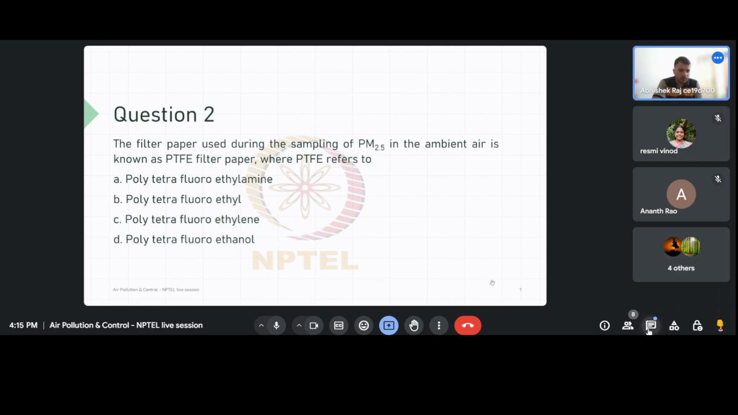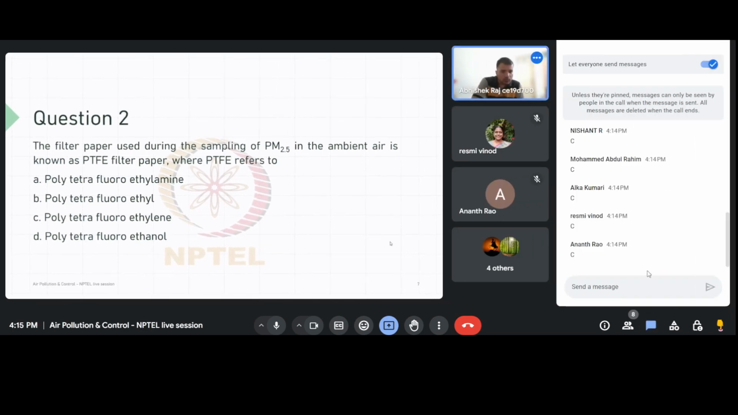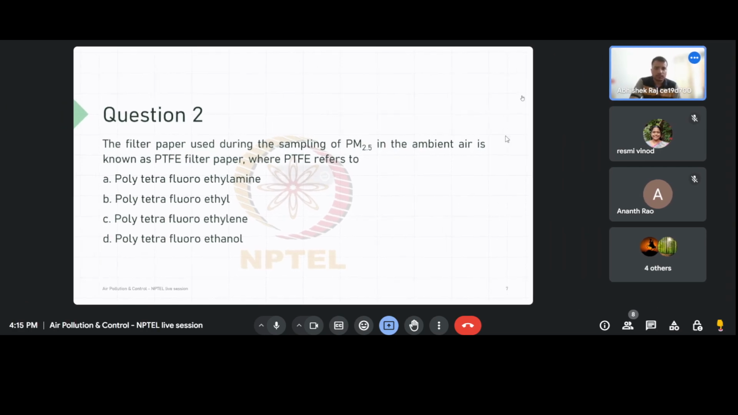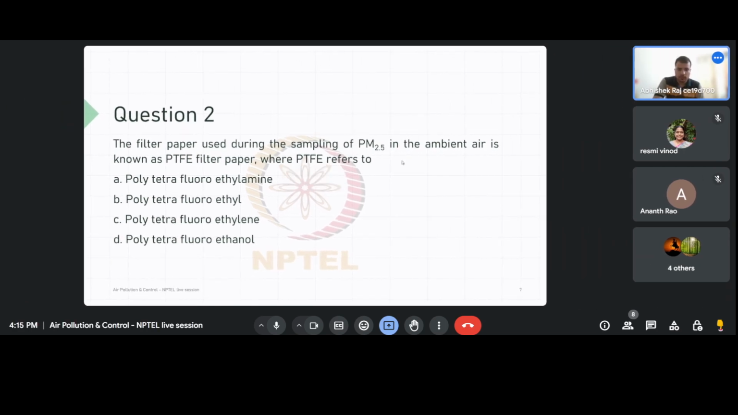Responses. Okay, so I think everyone is saying option C, right? So PTFE is basically polytetrafluoroethylene. I'm writing it separately, but usually they'll write it together also, as one word.